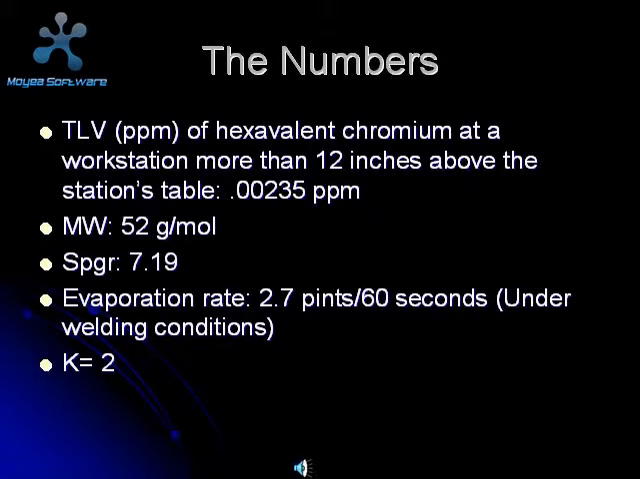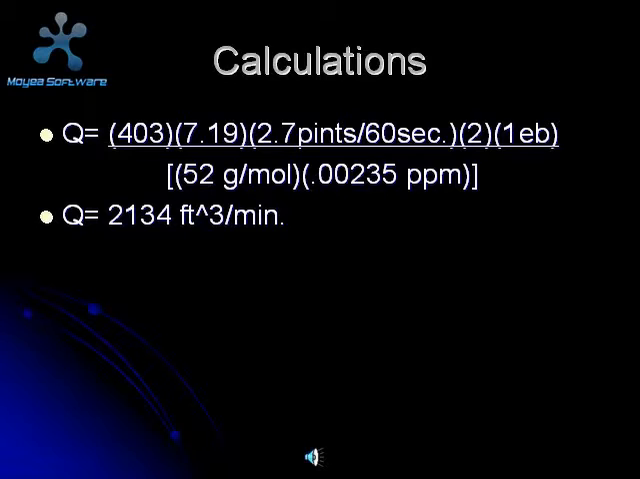The threshold limit value of hexavalent chromium at a workstation more than 12 inches above the station's table is 0.00235 parts per million. The molecular weight of hexavalent chromium is 52 grams per mole. The specific gravity of hexavalent chromium is 7.19. Its evaporation rate is 2.7 pints per 60 seconds under welding conditions, and we have set K at 2. After performing the necessary calculations, we've discovered that the necessary Q needed to establish a safe working environment is 2,134 cubic feet per minute of airflow through the fan.